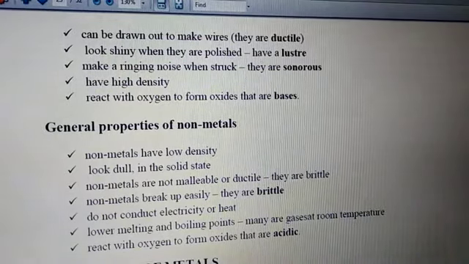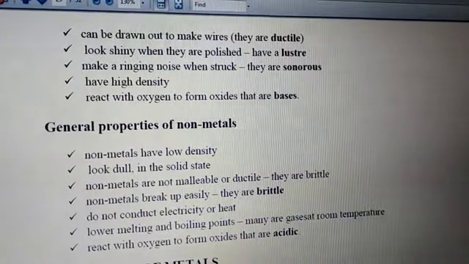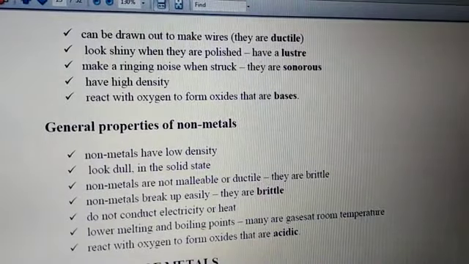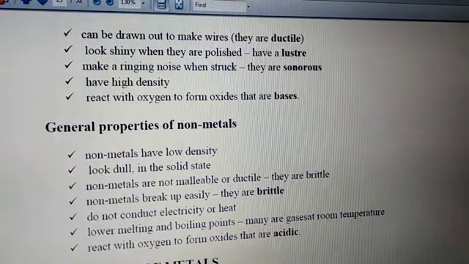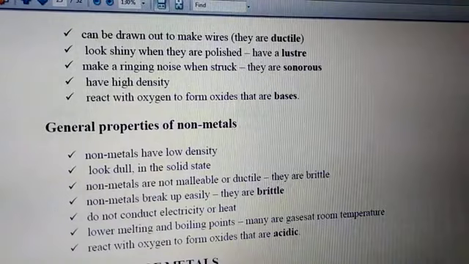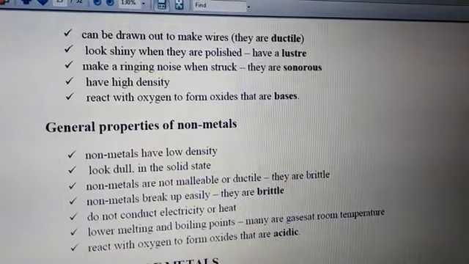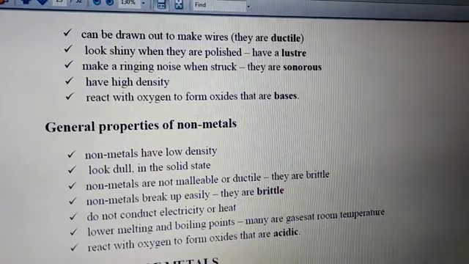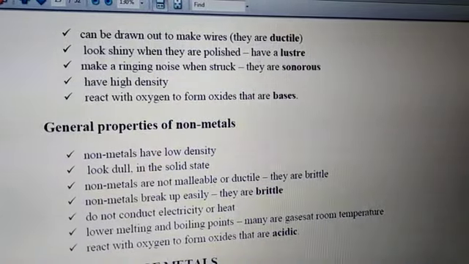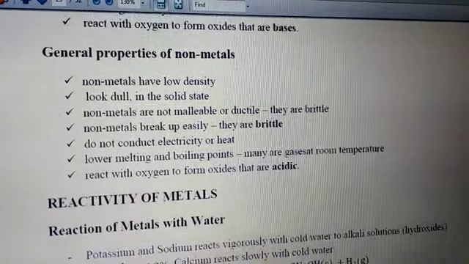And then these metals also look shiny when they are polished. That's what lustrous means. They look shiny when polished. These metals make a ringing noise when struck. This means they are sonorous. When you hit a metal, it will make a very annoying, ringing noise. And then they also have what we call high density. These metals react with oxygen to form oxides, and their oxides are basic, right? They react with oxygen to form basic oxides.